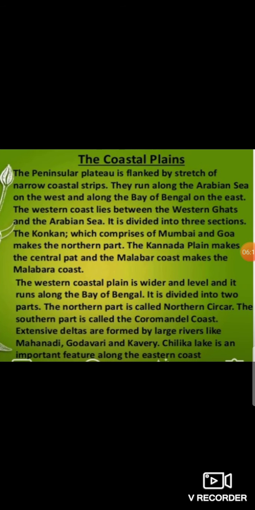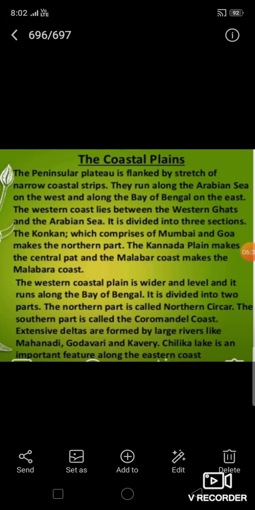The eastern coastal plain is wider and level and it runs along the Bay of Bengal. It is divided into two parts. The northern part is called Northern Circars. The southern part is called Coromandel coast. Extensive deltas are formed by large rivers like Mahanadi, Godavari, Kaveri. Chilika Lake is an important feature along the eastern coast.